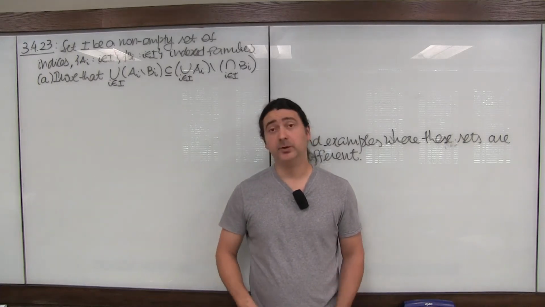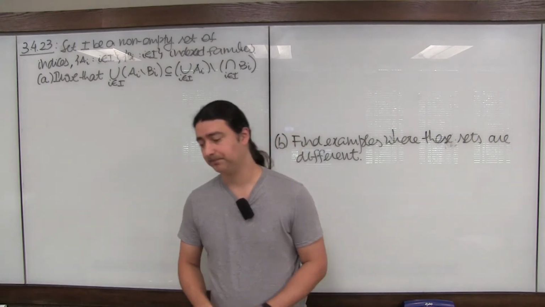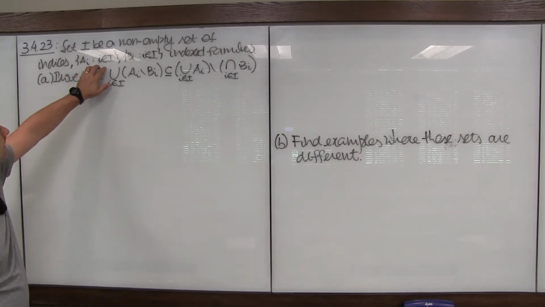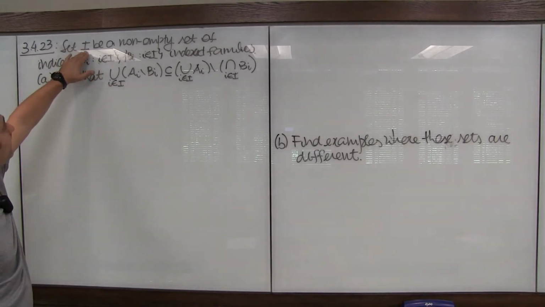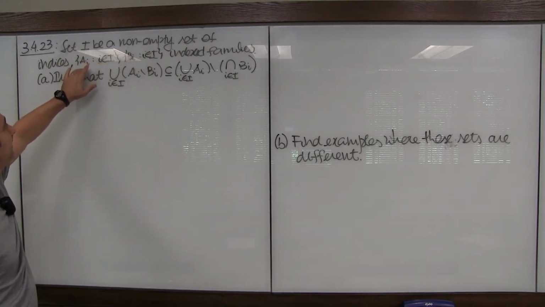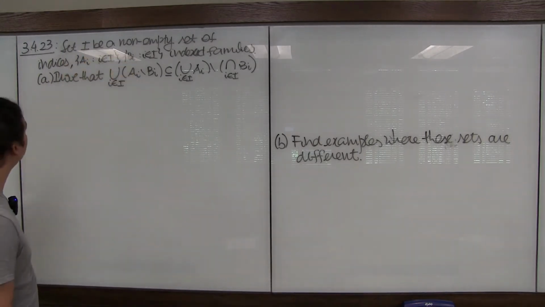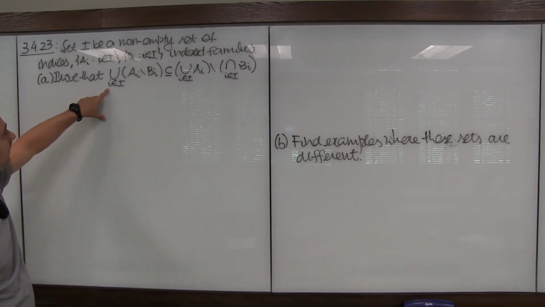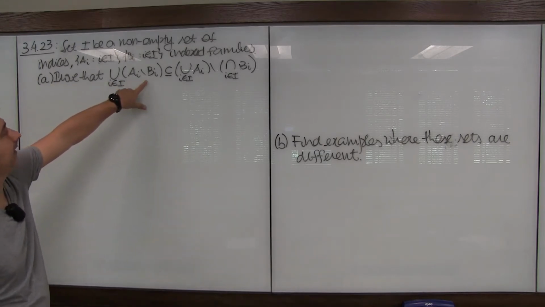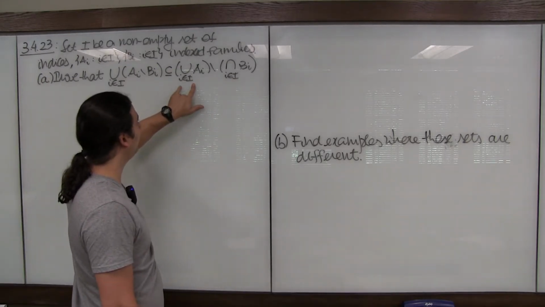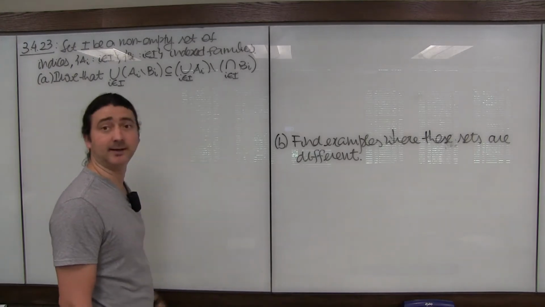Okay, we will now do problem 23 of section 3.4. So, this is again a problem on indexed families of sets. So we have I, a non-empty set of indices, and two indexed families, A sub I and B sub I. There are two parts. The first part is to prove an inclusion: that the union over little i in capital I of A sub i minus B sub i is contained in the difference between the union of the A_i's and the intersection of the B_i's.